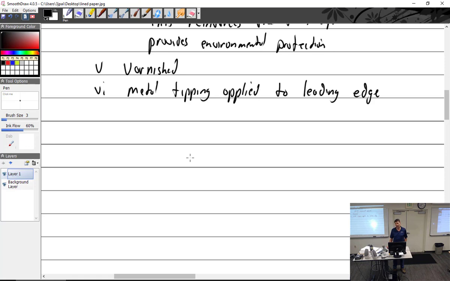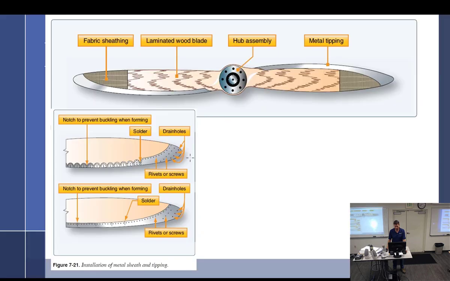So wood props and composite, they'll have metal tipping, which will be applied to the leading edge. There we go. There's metal tipping right here. And I think there's some Q&As about this. So it does have some holes in here. They are, as it says, drain holes. And the way this is put on is they use screws or nails, depending on how much thickness they have. So put the screw in, and then they solder over the screw to safety it on there. So you don't really see that there are screws. You just see some little soldered divots going up and down on the prop.